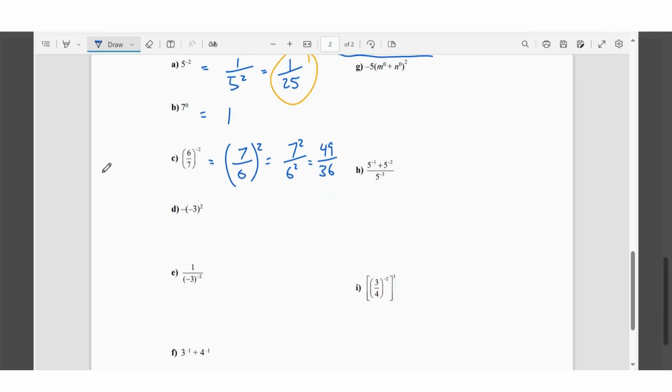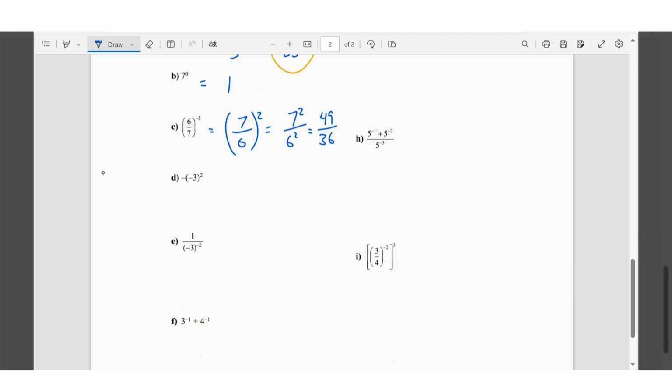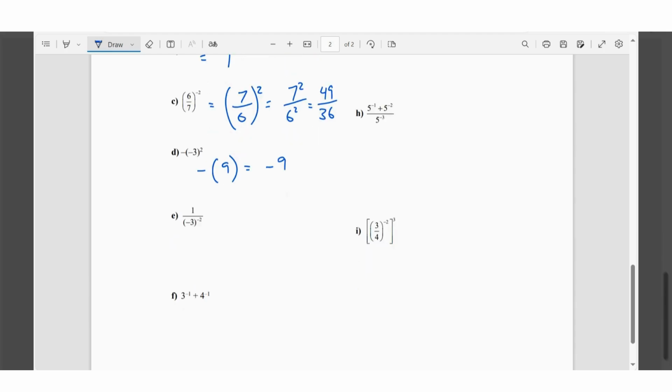Next one, no negative exponents, but let's square just our base, so just the one in brackets. So we have a negative, and then -3 times -3 is going to give us a +9. So our final answer, though, we can't forget this other negative, ends up being -9. Here we have a -3 to the -2. That means we're going to have -3 to the +2. And -3 squared gives us a +9.